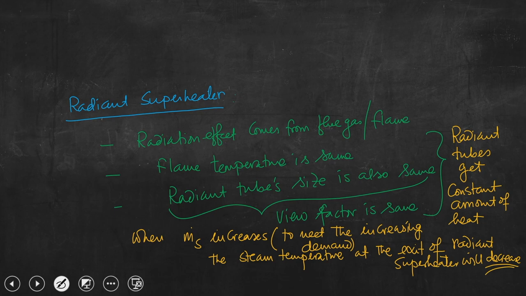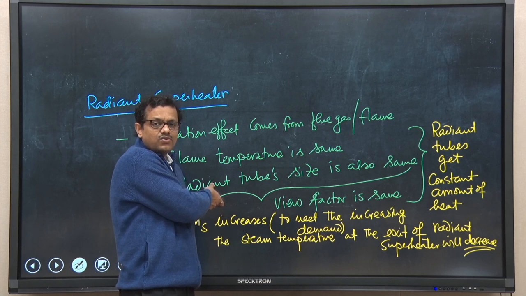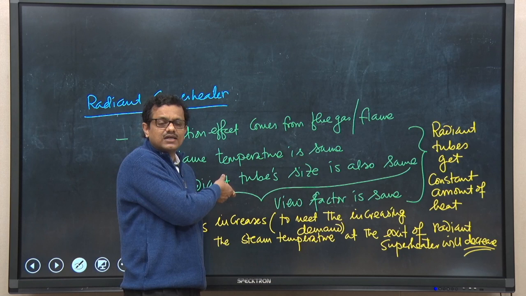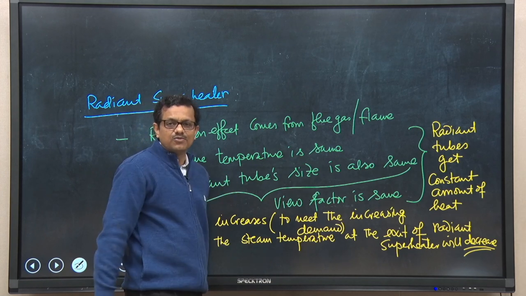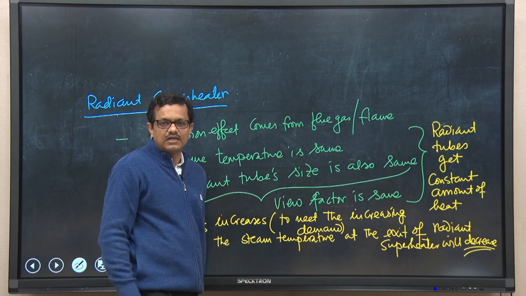So, this is very important. Steam temperature will decrease. So, what have we understood? We have understood that if demand increases, steam temperature increases when it is passing through the convective superheater. From the discussion we have just had, we have understood that if demand increases, steam temperature will decrease when it is passing through the radiant superheater. So, these are the characteristics of the convective and radiant superheater.